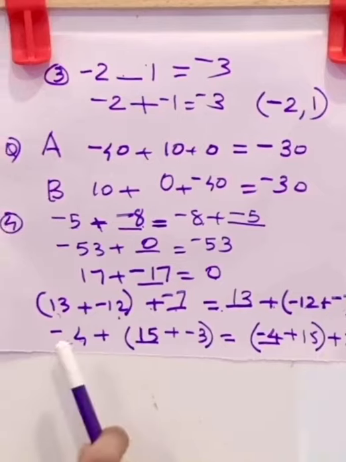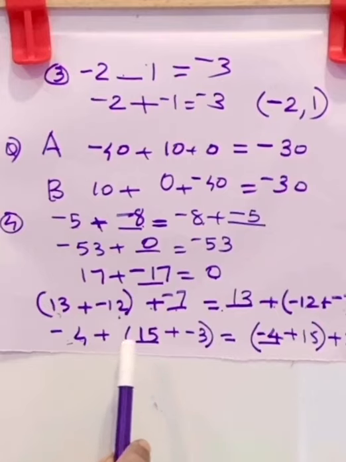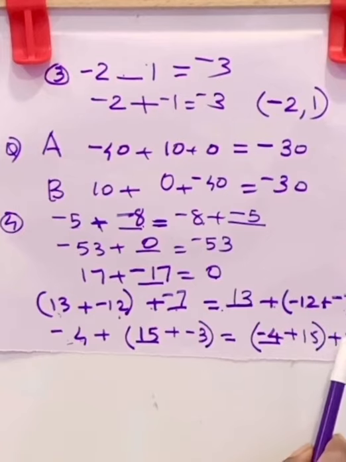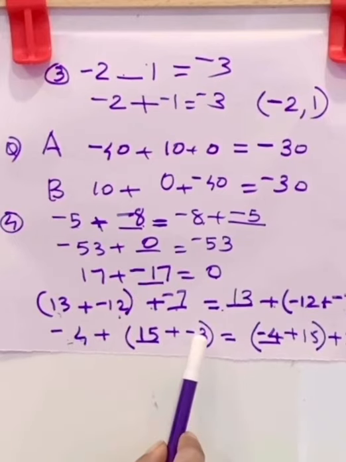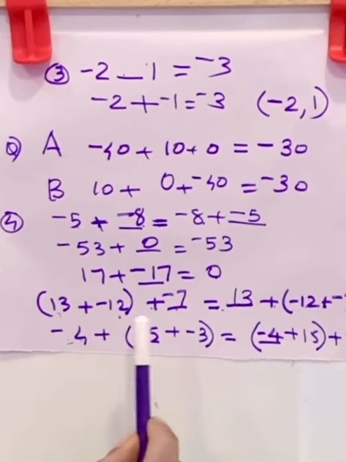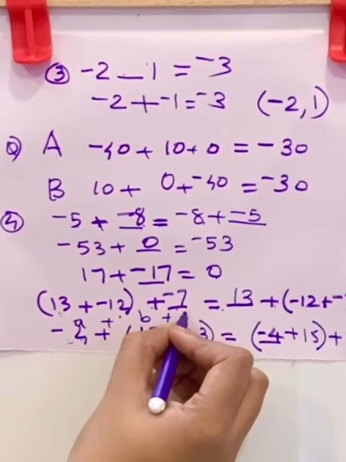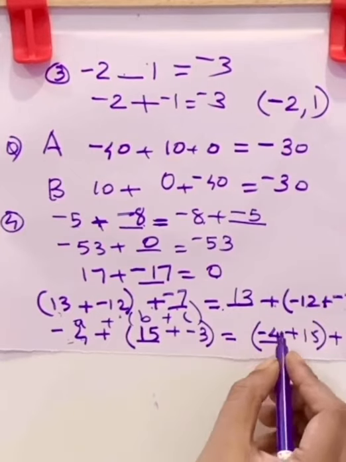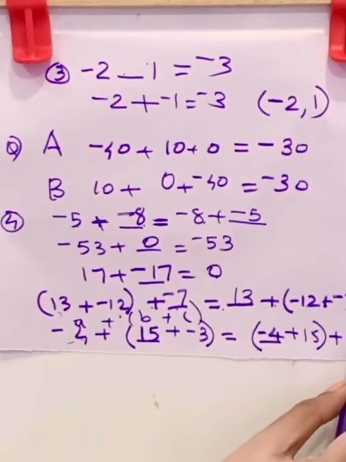Now next question. This is the last question in the set. This is also associative property. The question is negative 4 plus dash plus negative 3 is equal to dash plus 15 plus dash. Here in the LHS, you can see negative 4 and negative 3 as A and C. If it is A plus B plus C, you can see A as negative 4 and C as negative 3. Here the missing terms were A and C. So you can write here negative 4 and here negative 3.